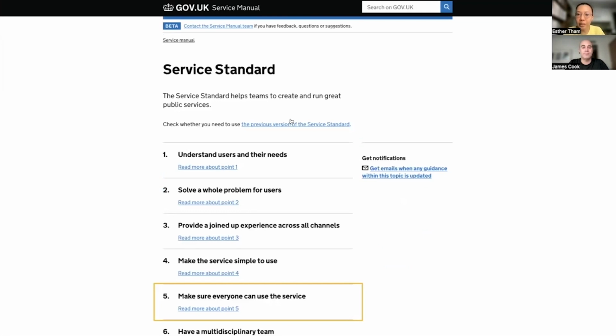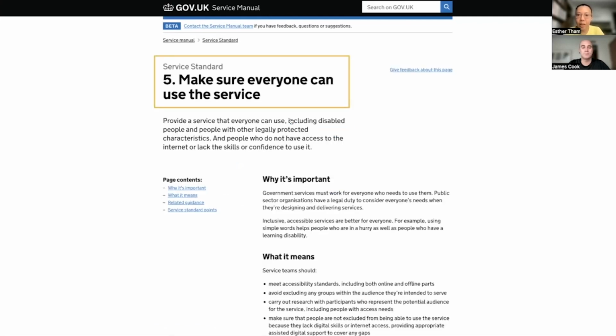To ensure the UK's digital services are high quality and consistent, they use the service standard as a set of guidelines which must be met for a service to be allowed to go live. As you can see here, number 5 is make sure everyone can use the service. So accessibility and inclusion is a first-class citizen with equal emphasis to other requirements like use agile ways of working and protect users' privacy.